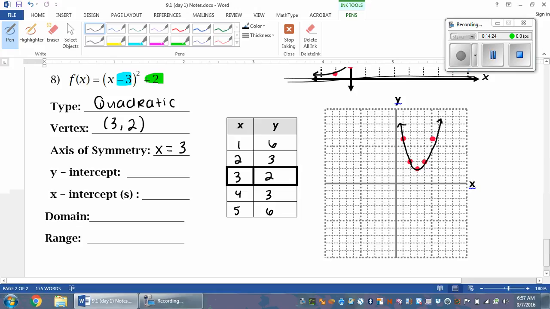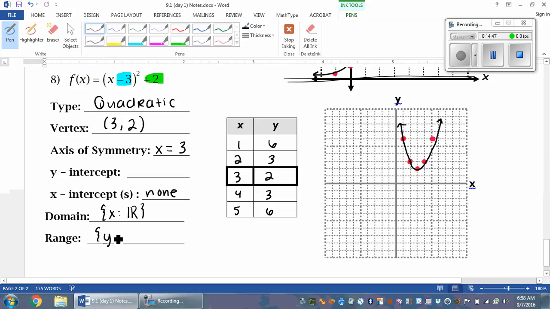Now, let's skip the y-intercept. Let's go ahead and do the x-intercept. Do I have any points on the x-axis? No, there are none. Domain. Do I have arrows on both sides? Will this keep going to the left? Will it keep getting fatter? Yes, it will keep getting fatter to the right. Yes, my domain is all real numbers.